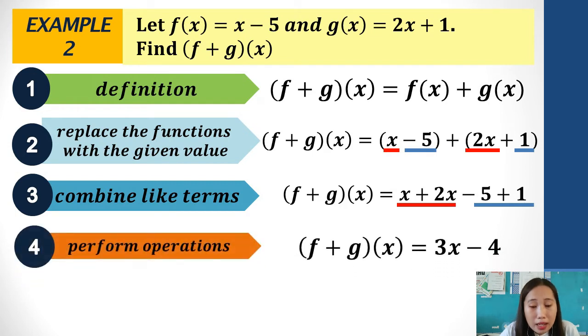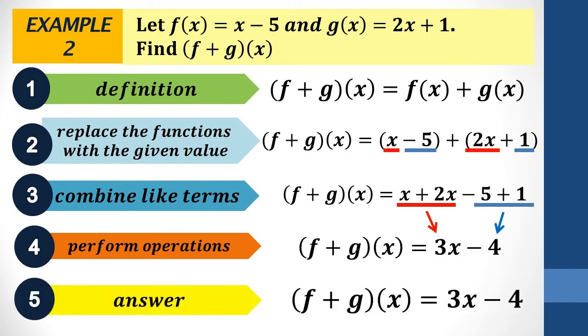Fourth step na, perform operations. Kung ano yung operations na hinahanap, ibigay mo. Okay? X plus 2x is equal to, syempre yung x may 1 na numerical coefficient, 1 plus 2 equals 3. Copy the literal coefficient, magiging 3x. Negative 5 plus 1. Ang sagot natin, negative 4. Final answer ay f plus g of x equals 3x minus 4.